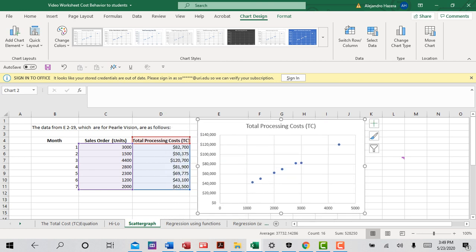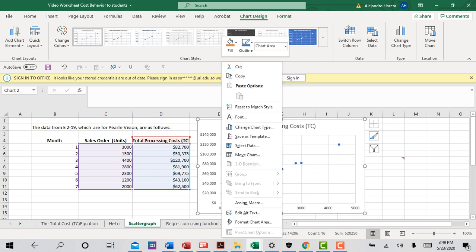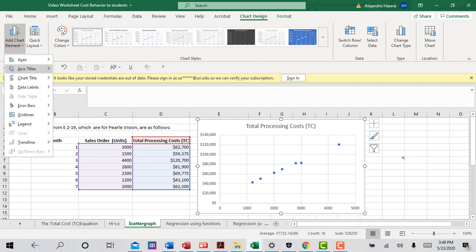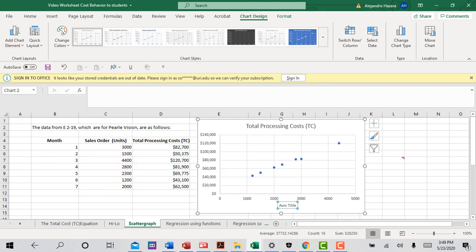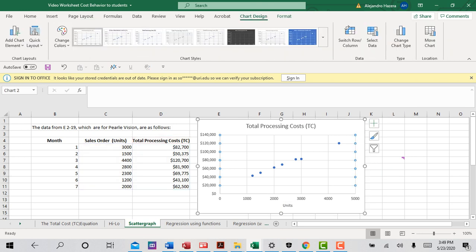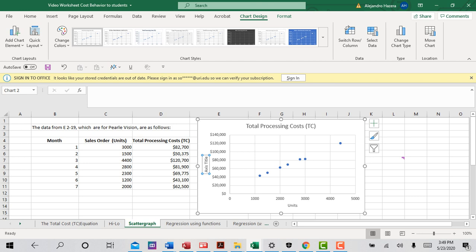And just to dress this up, I'm going to add a couple of chart elements here. I'm going to add an axis title. Let's say the axis title here is units. We'll put it down here. I'll just write units there. Okay, and click over here to get that in, and then I'll add another axis title, a vertical one. I'm going to put total cost.